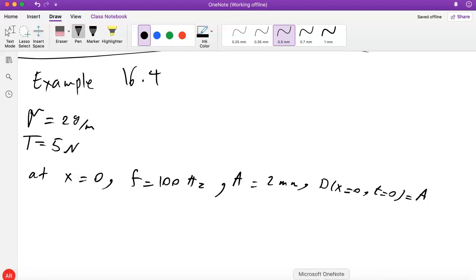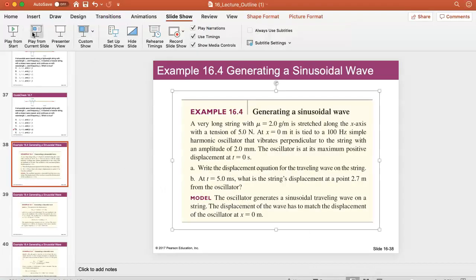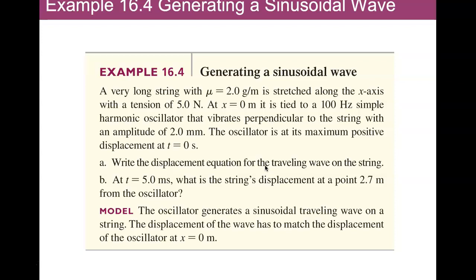And let's read the language here. Let's see what it says. So it says at x equals 0, it is tied to a 100 hertz simple harmonic oscillator. So that's the source, and then the frequency of the source is given. So that's the frequency of the oscillations that we put into the system, and that's the frequency of the waves, therefore, that propagate in our system.